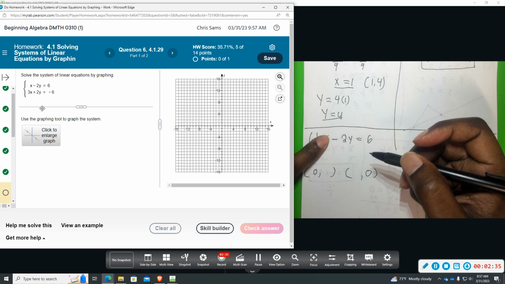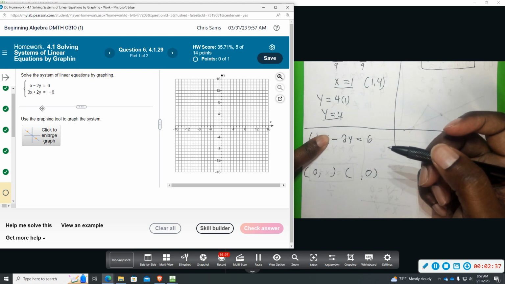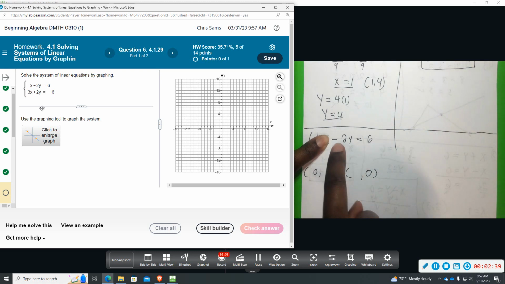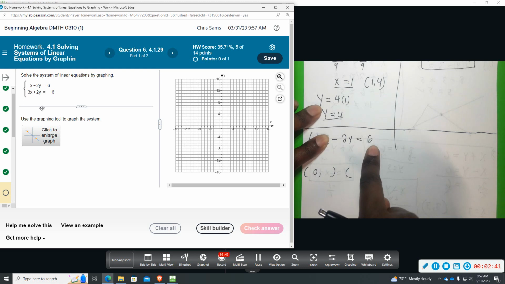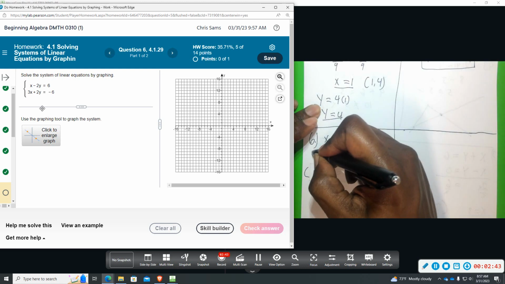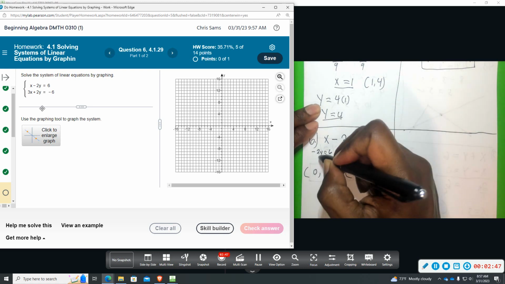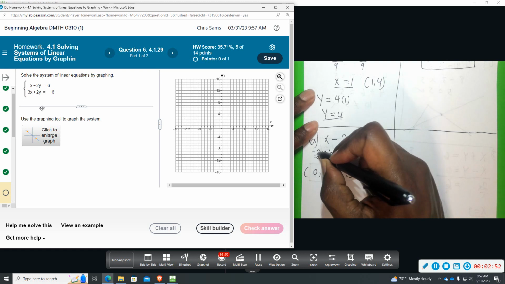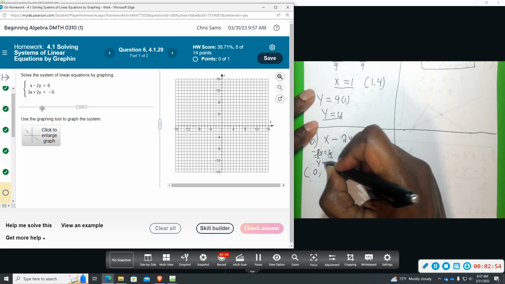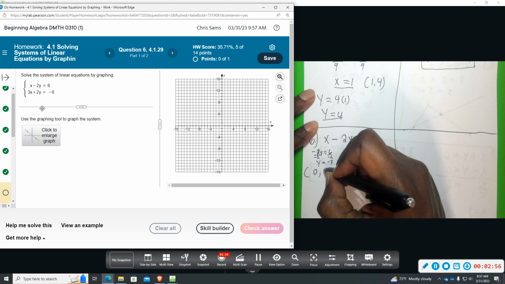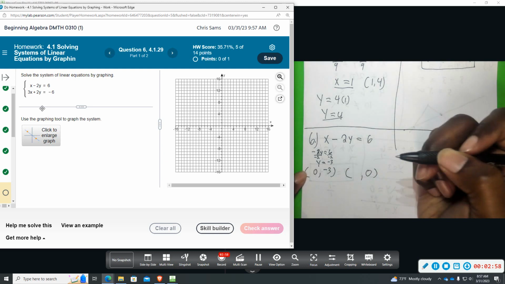So if x is 0, this term goes away. Okay, so you plug in a 0, and I just have a -2y equals 6. Okay, so if I have -2y equals 6, and I solve for y, that means I have to divide by -2, and that gives us y equals -3. So I get a -3 for y when x is 0.